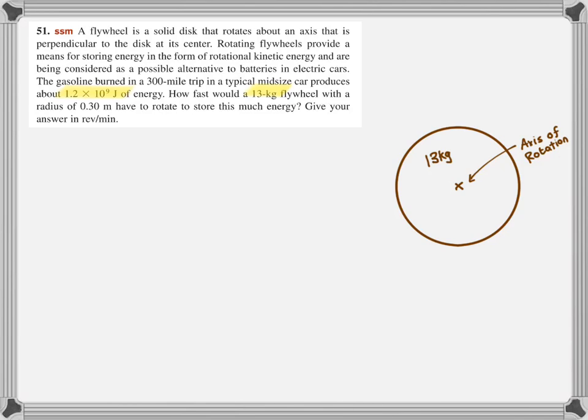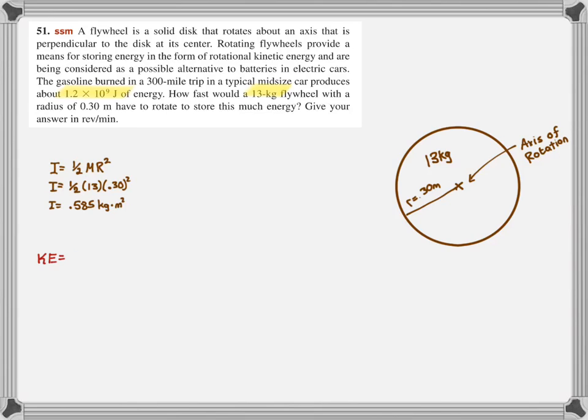Alright, so we just kind of worked through this. They tell us that the flywheel is 13 kilograms. The radius is 0.30 meters. They tell us the amount of kinetic energy that it would need to produce is 1.2 times 10 to the 9 joules. So I will probably want to find the moment of inertia first. Moment of inertia for a solid disk is 1/2 mr squared. When we calculate that, we find that the moment of inertia is 0.585 kilograms meter squared.